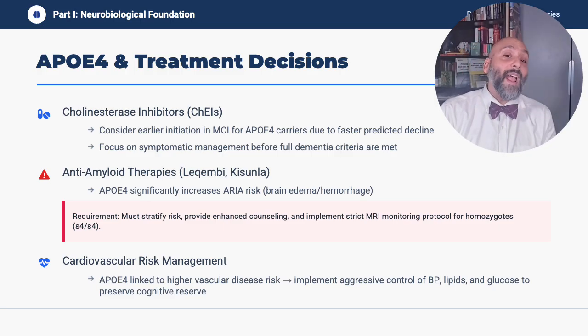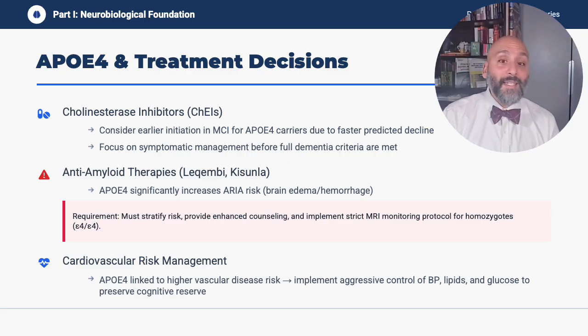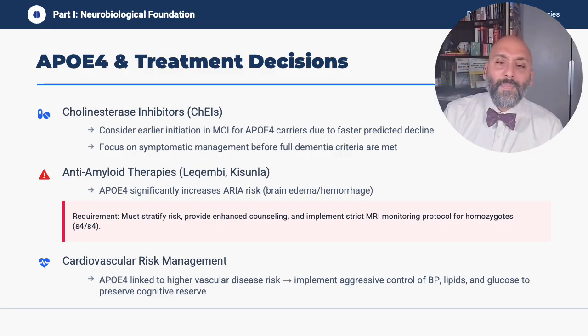So people who already carry APOE4 tend to decline faster on average once the symptoms begin. Because of that, clinicians may consider starting these medications earlier, even at the stage called mild cognitive impairment. And the goal is not to stop Alzheimer's in this case, but to support memory and thinking sooner before the symptoms worsen. So APOE4 doesn't force treatment, but it can shift the timing toward earlier symptom management.